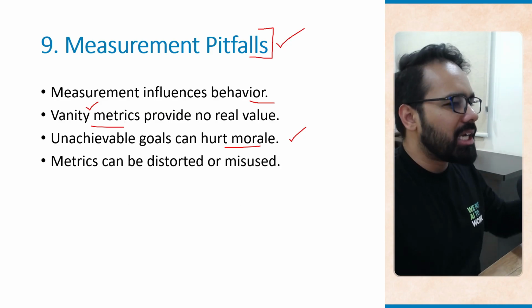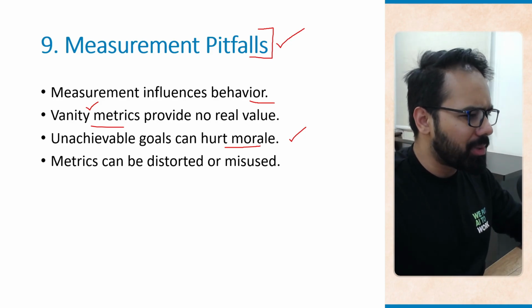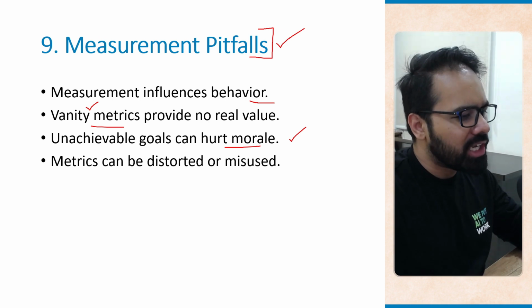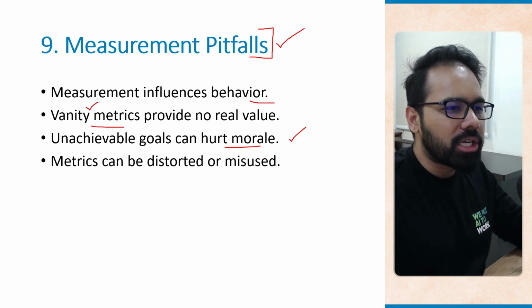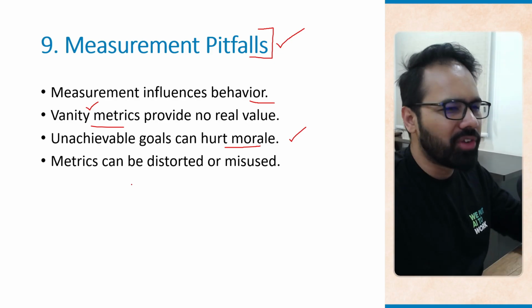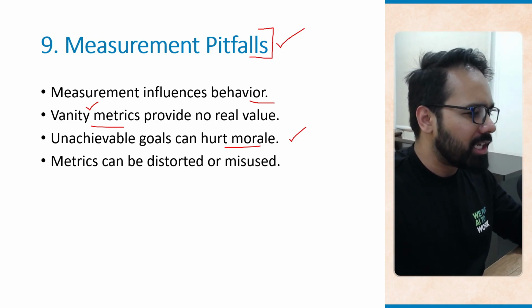Metrics can be distorted or misused also. As an example, focusing only on short-term feature delivery may hide the long-term quality issues. So just focusing on faster delivery of features can actually hide long-term quality issues.